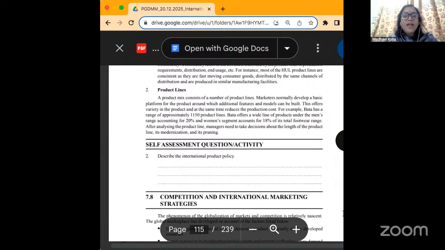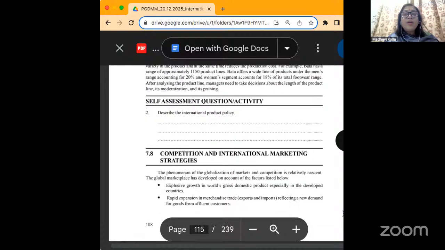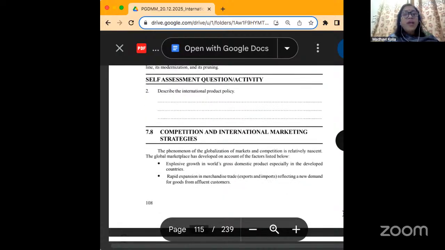After analyzing the product line, the managers need to take decisions about the length of the product line, its modernization, and its pruning. So, is it really necessary to offer 1150 products to the end consumers, or do we need to descale or reduce our products based on what market opportunities are there and what is the share of the products, and is it making a deep contribution to our end profits?